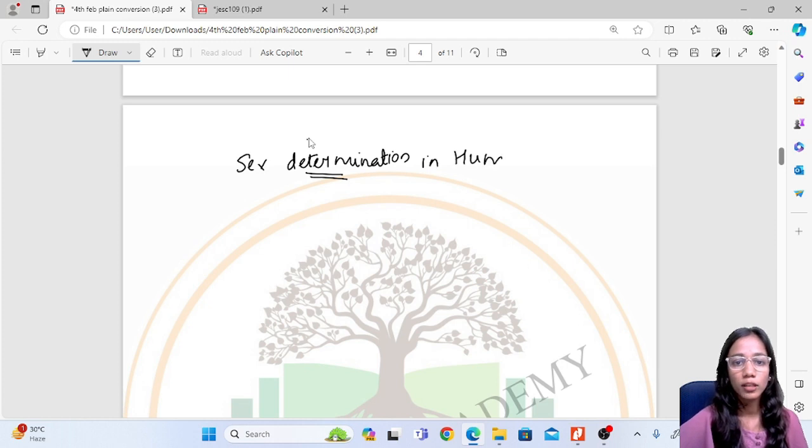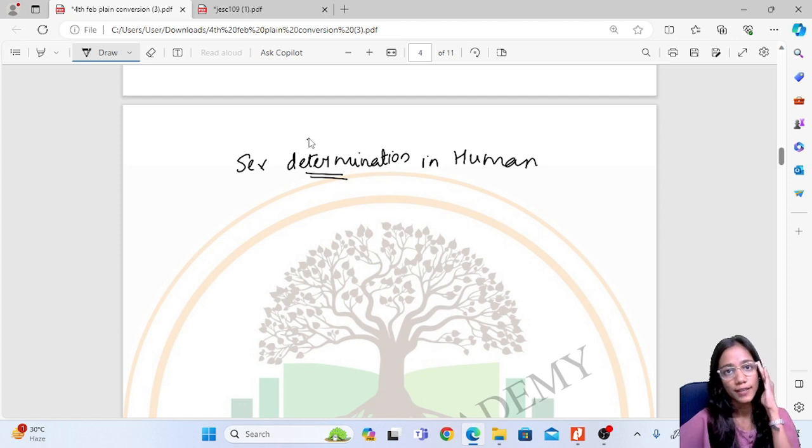Okay, now what do you mean by sex determination? It means the gender. After fertilization of the zygote, after reproduction, what the gender of the offspring will be. Will it be male or will it be female? For that we have two variations. Either it can be male or it can be female in humans.